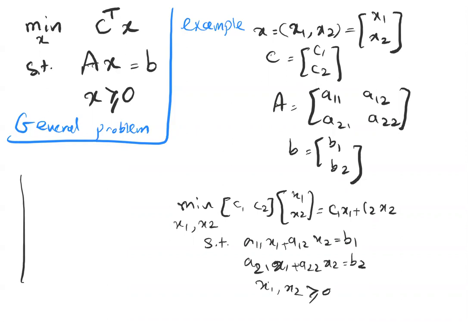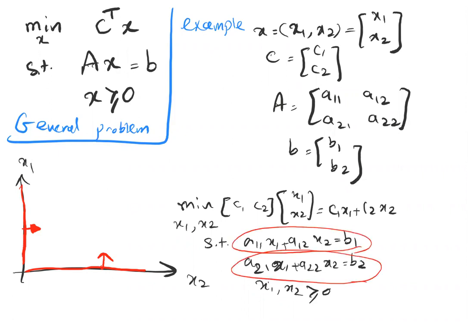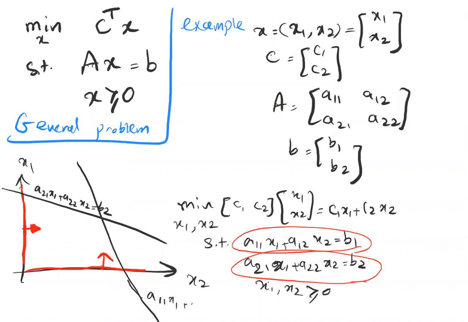So if I want to draw this, I'm going to have X2 on this axis, X1 on this axis. First of all, we want both X1 and X2 to be positive. So our answer is either this side or this side. Also, I want to graphically show this constraint. So each of these represents a line. Let's say this one is A21 X1 plus A22 X2 is equal to B2. And this one is A11 X1 plus A12 X2 is equal to B1.